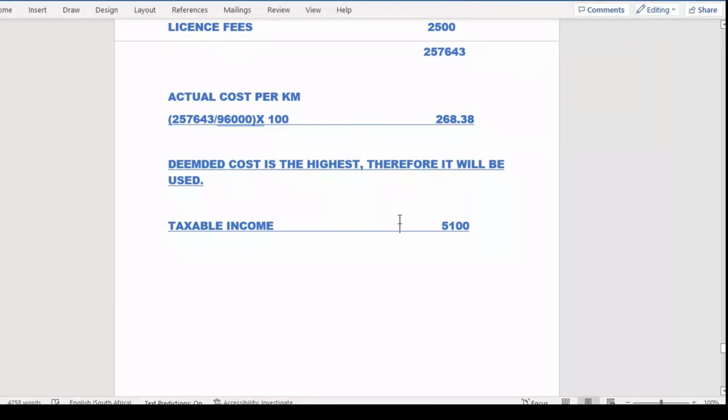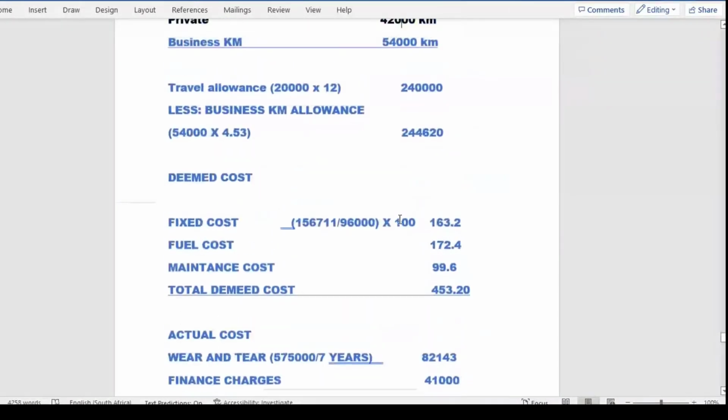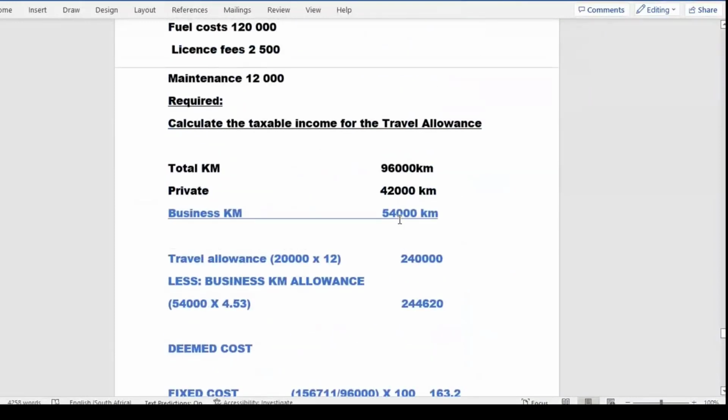So, let me just give you a quick recap on the travel allowance. The first thing you must do when you calculate the travel allowance is calculate either the total kilometers, the private kilometers, or the business kilometers. Once you're done with that, you calculate how much the travel allowance is. You need to check if it is given for the full 12 months or for certain months, and then you take the travel allowance amount and multiply by that number of months. And then you calculate the business kilometers allowance.